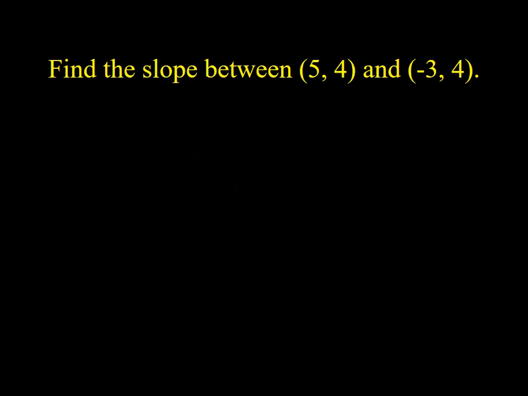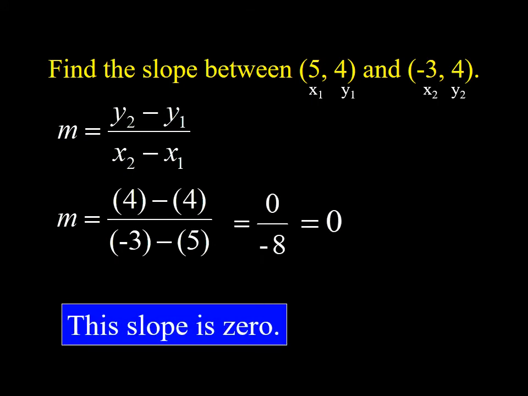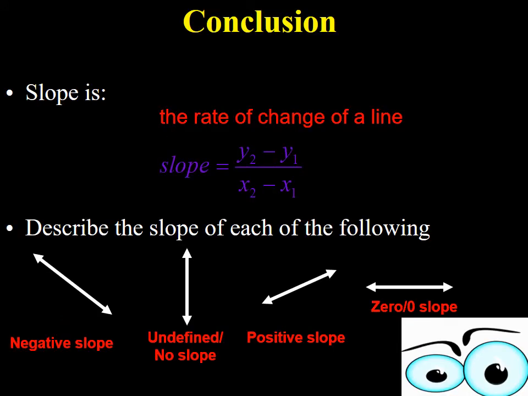Find the slope between (5, 4) and (-3, 4). At first, we will put our rule: (y2 - y1) over (x2 - x1) = (4 - 4) over (-3 - 5) = 0 over -8. The slope is 0.